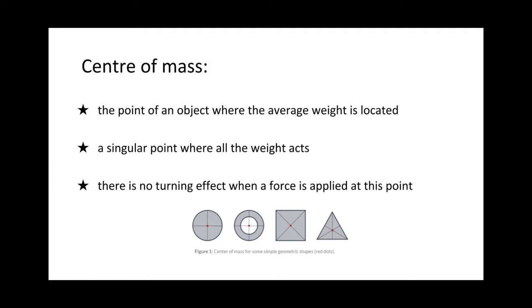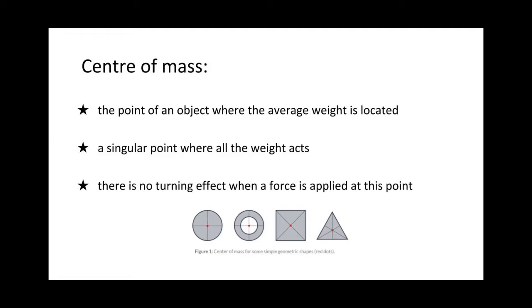I'd like to point out that these shapes are all symmetrical, so we can see that the center of mass is in the middle. In the case of the object second from the left, we can see that the point is not within the shape. And this is a good thing to remember, that our center of mass does not necessarily need to be within the shape.